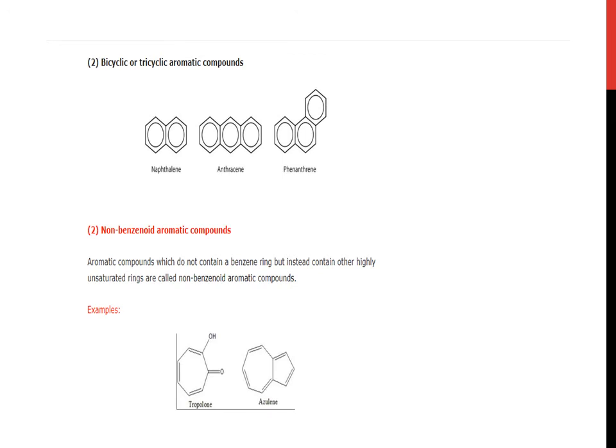Bicyclic or tricyclic aromatic compounds. Naphthalene contains two benzene rings. Anthracene and phenanthrene. Next, non-benzenoid aromatic compounds. Aromatic compounds which do not contain a benzene ring but instead contain other highly unsaturated rings are called non-benzenoid aromatic compounds. For example, cyclopropenyl cation.